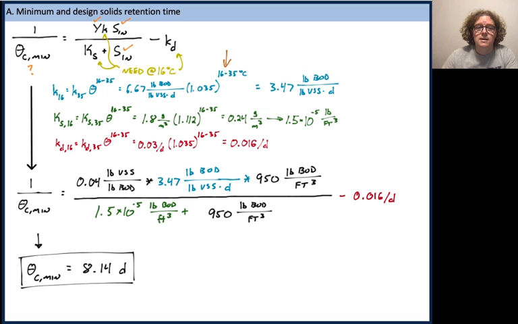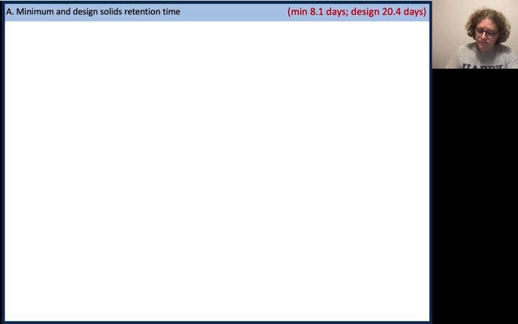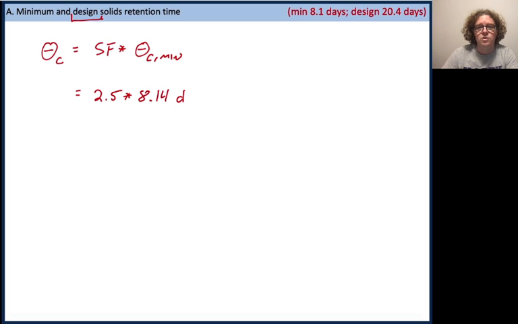And so that is the minimum retention time, right? And we'll remember what that means: if the residence time in our system is 8.14 days, that's that perfect threshold where the rate at which methanogens are being washed out is exactly equal to the rate at which they're reproducing. For design purposes, we're going to use a safety factor to make sure that we're well above that. And we were given a safety factor of 2.5. So it's as easy as multiplying that 8.14 by 2.5, and you get a value of about 20.4 days.